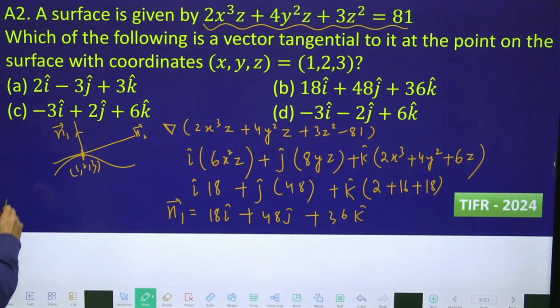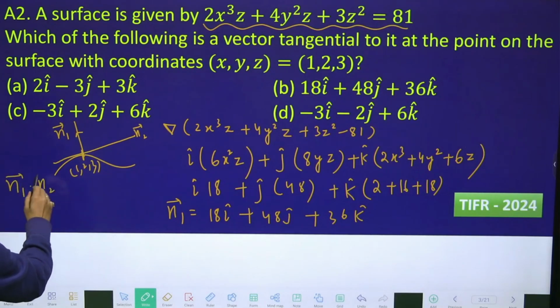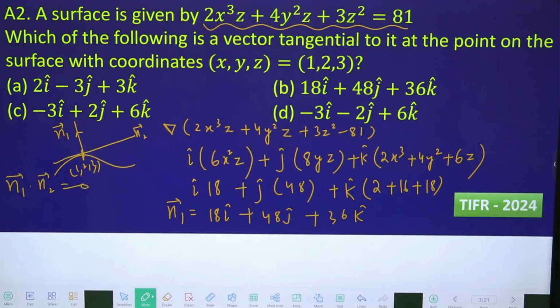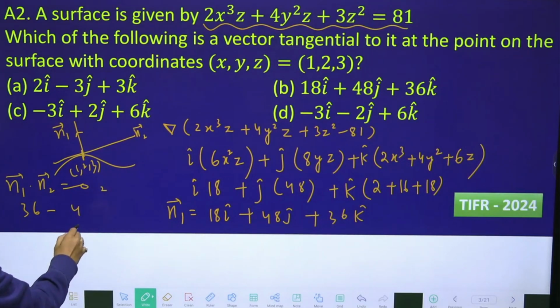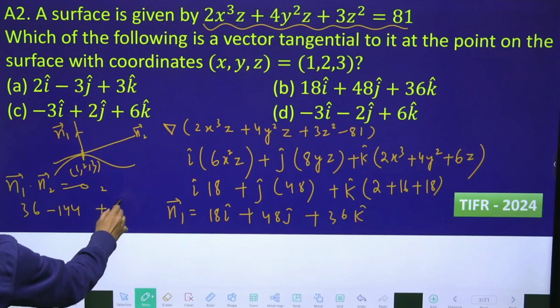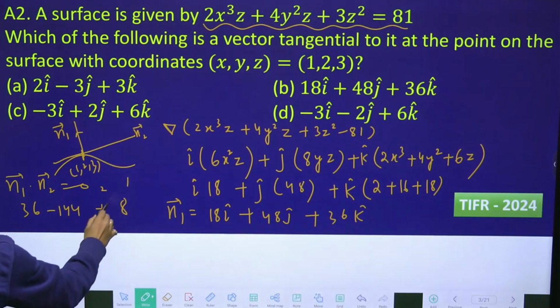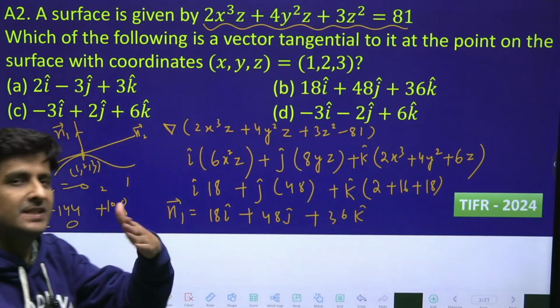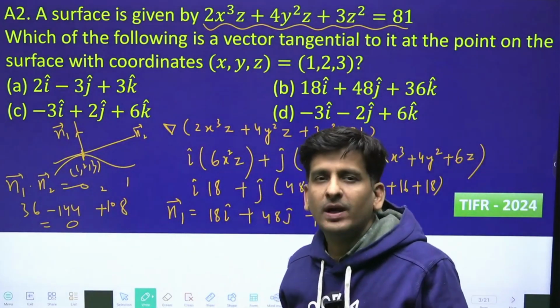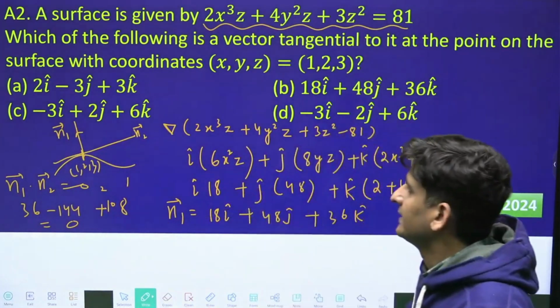So if I take n1 dot n2, it should be 0. So let us check from option 1. 18 times 2 is 36, minus 8 times 3 is 24, so 36 minus 24 is 12, and plus 6 times 3 is 18... and this becomes 0. So that means option A is the tangential vector at this point (1, 2, 3) on this surface.